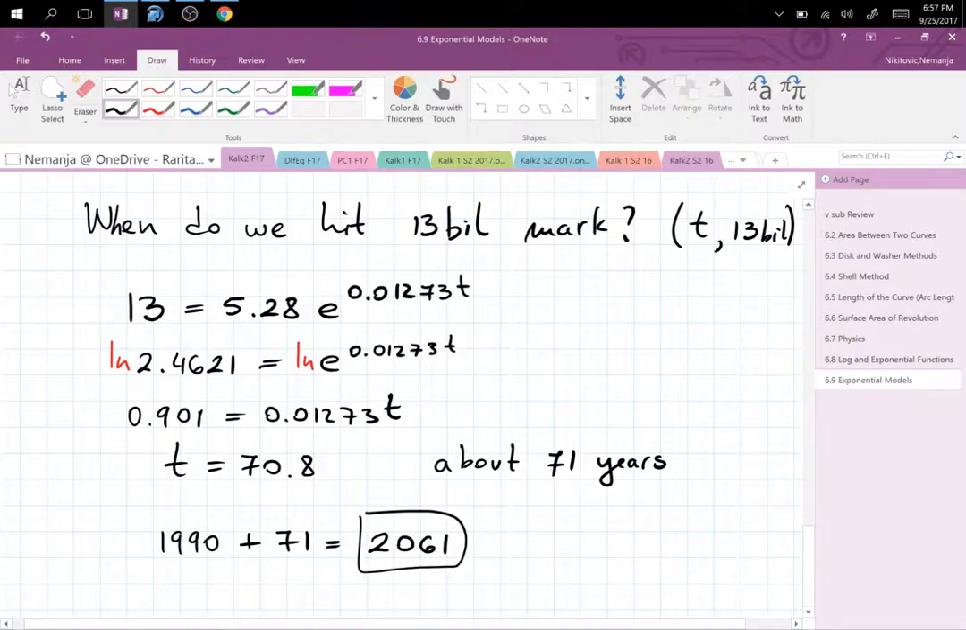So we are expecting, if the population grows the way it is using this exponential model, to reach 13 billion, which might be carrying capacity by looking at some studies, in 2061, which is less than 50 years from today.